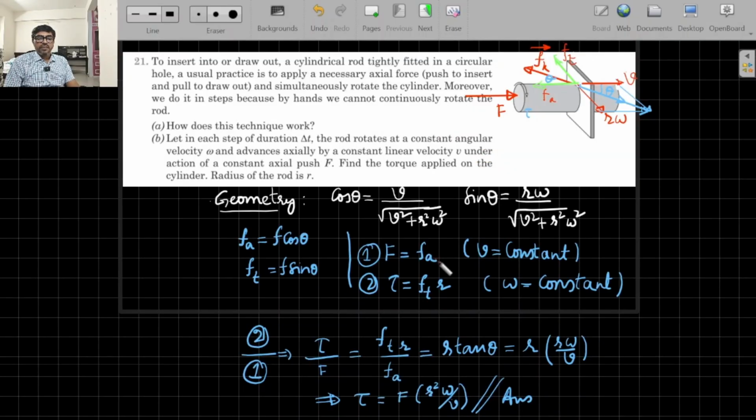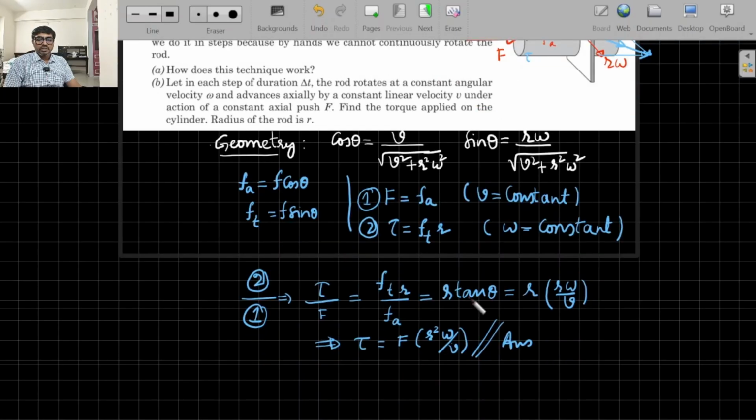Fa has to be opposed by the axial push because velocity has to be constant. This Ft, tangential, will give the torque. Ft into r gives the circumferential torque, because net torque has to be balanced. So tau equals Ft into r. Now if you divide these two equations, you get Ft into r by Fa equal to r tan theta, because sin theta by cos theta. And we can calculate tan theta, which is r omega by v. So if you simply adjust that, the torque tau required would be F into r square omega by v, which is the answer.